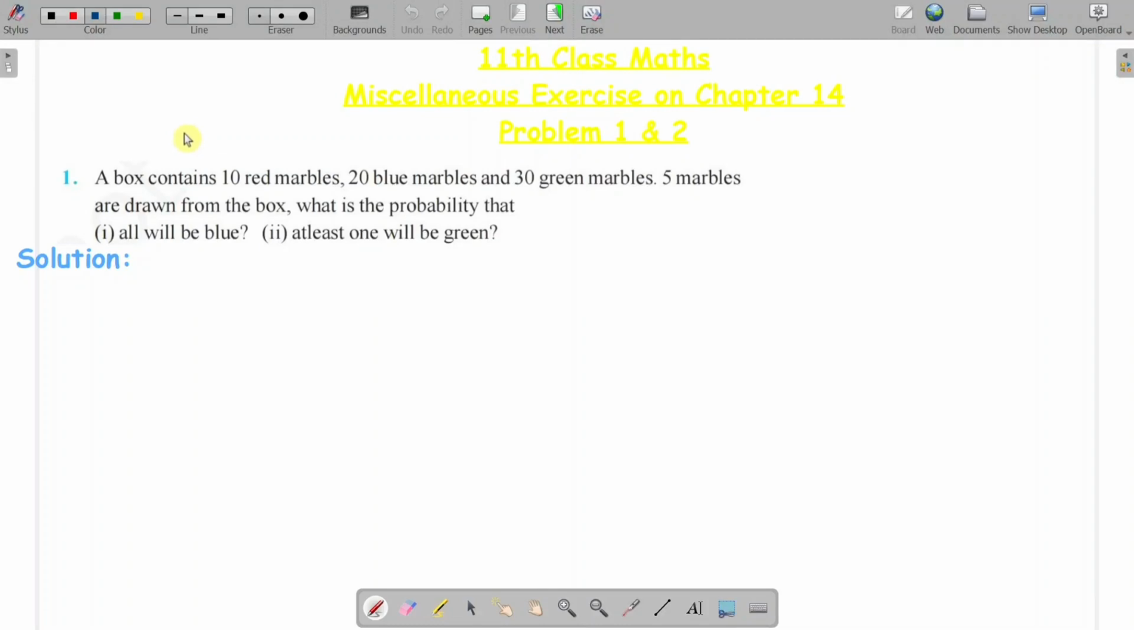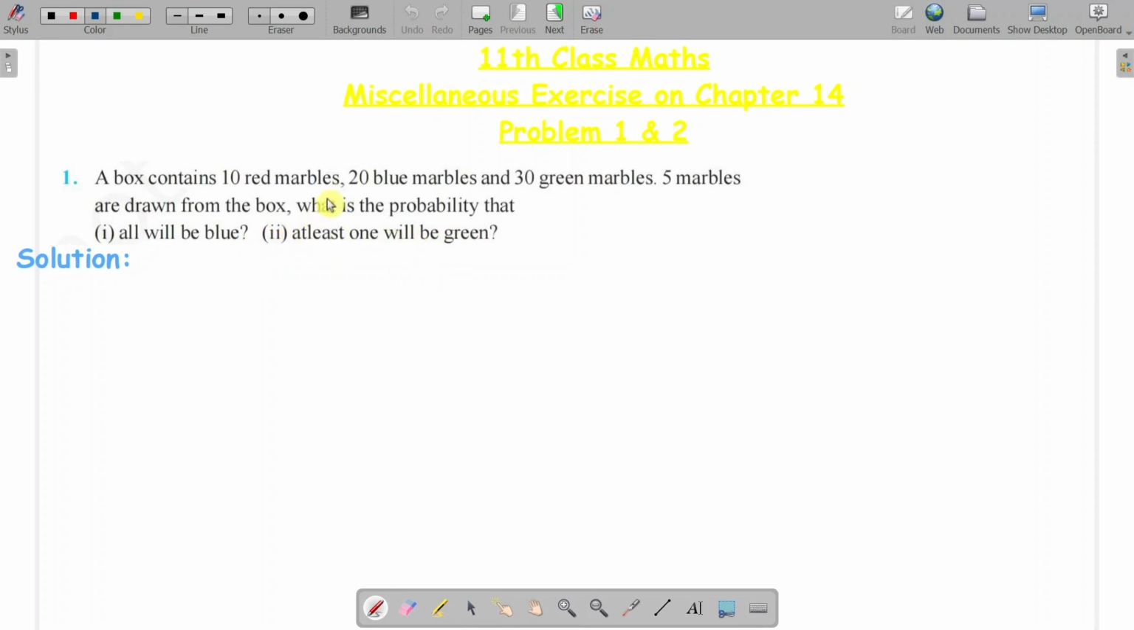In this video we will solve problems 1 and 2 of the miscellaneous exercise on chapter 14 in 11th class math. The first problem is: a box contains 10 red marbles, 20 blue marbles and 30 green marbles. 5 marbles are drawn from the box. What is the probability that first, all will be blue, second, at least one will be green?